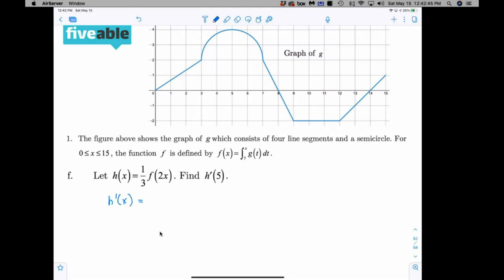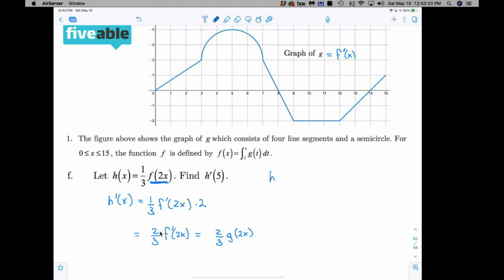When I take the derivative of the other side, the 1/3 is a constant, so it's just going to come along for the ride. And now I've got to use the chain rule on this. So the derivative of the outside is f prime of something. Copy that inside, and now take the derivative of that inside to complete the chain rule. And what we end up with is h prime equals 2/3 times f prime of 2x. Now again, as we've done in every other problem, f prime is really equal to g. So that's going to tell us we've got 2/3 of g of 2x.